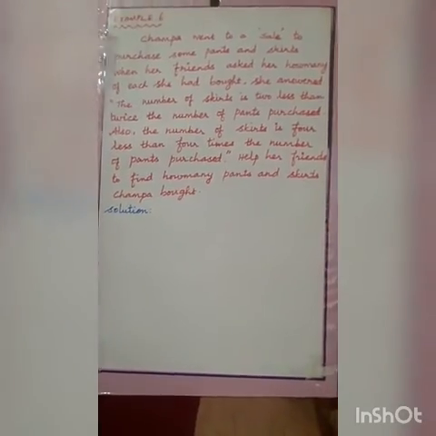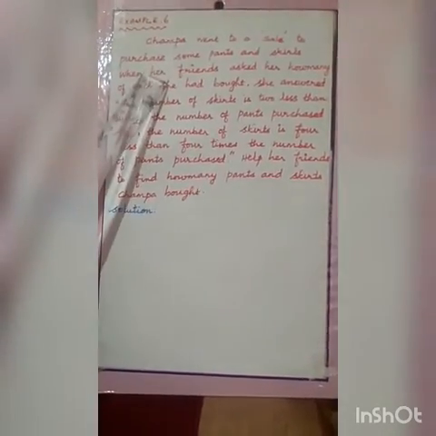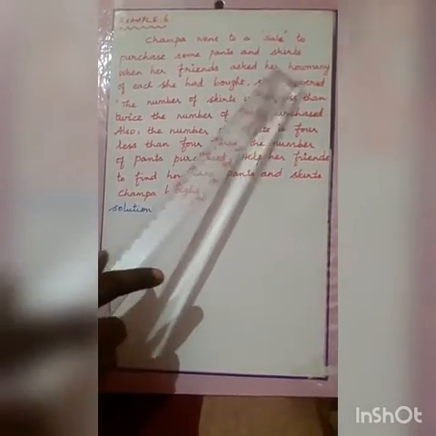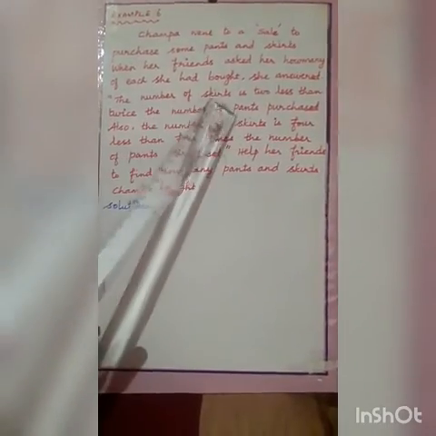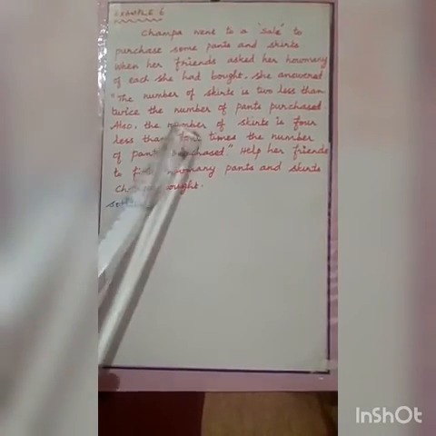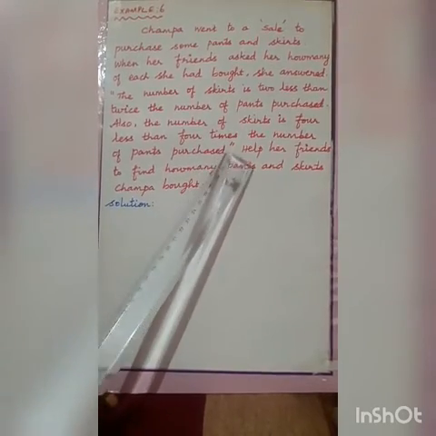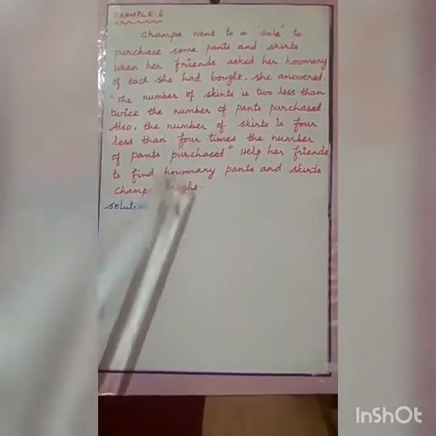We are going to learn about example 6. Champa went to a sale to purchase some pants and skirts. When her friends asked her how many of each she had bought, she answered, "The number of skirts is 2 less than twice the number of pants purchased. Also, the number of skirts is 4 less than 4 times the number of pants purchased. Help her friends to find how many pants and skirts Champa bought."